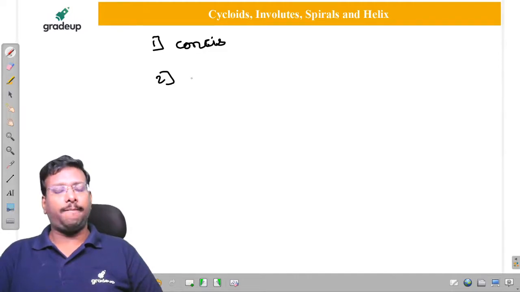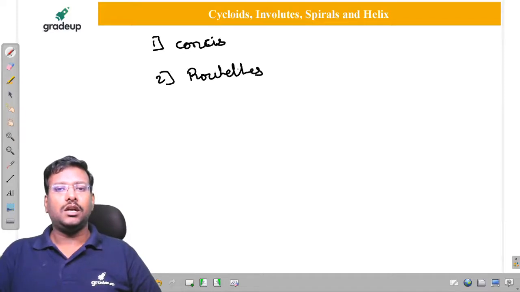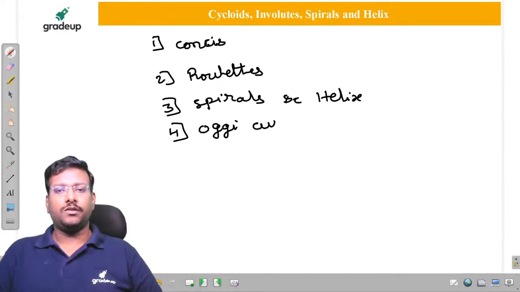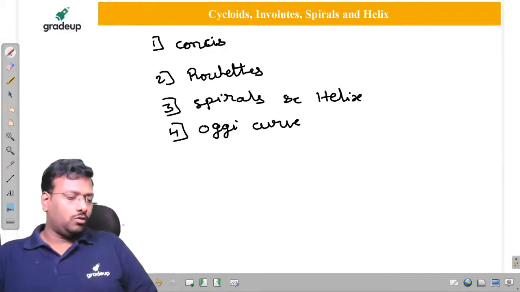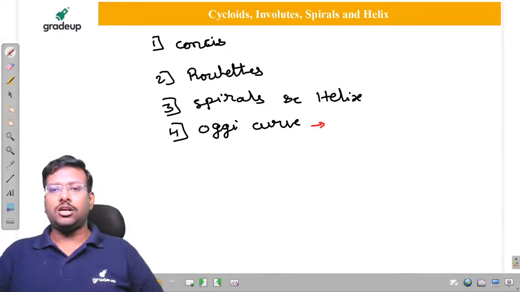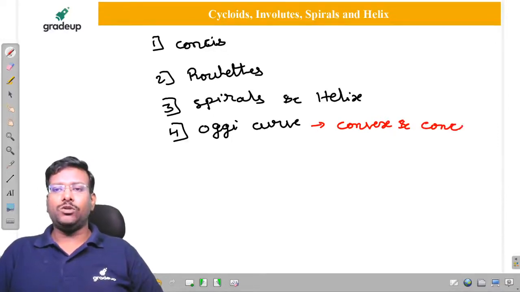Conics. Second one is roulettes. Third one is spirals and helix. And fourth one is Vogue curve. I hope all these are over to you, because the first and fourth ones are over. The fourth one is very simple. It is a combination of convex and concave shapes.